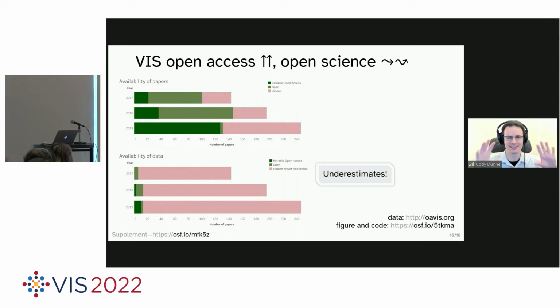Now, this chart paints a pretty nasty picture. I'd just like to caveat that these are underestimates. It is hard to capture all of this information about what information is stored where. Steve Haroz and other folks who have contributed to OA VIS, where this data is from, have done an amazing job, but there's some mistakes there still. But it seems like there's some work that we can do here.